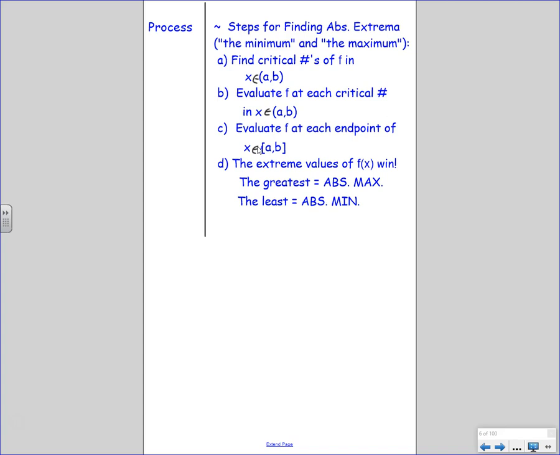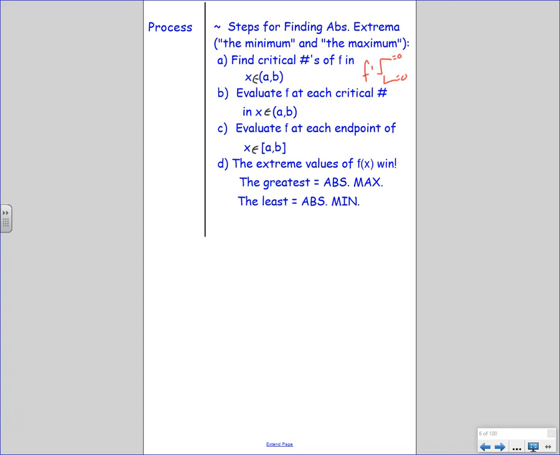Okay, steps. Absolute extrema, the min, the max. Find the critical numbers. How? Take the derivative, just so we have it in one place, at the top equal to 0, bottom equal to 0. If there's no bottom, no big deal. Just set the whole thing equal to 0 and do that.